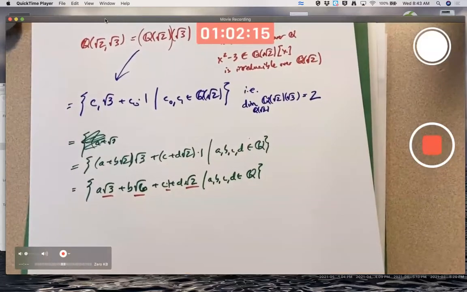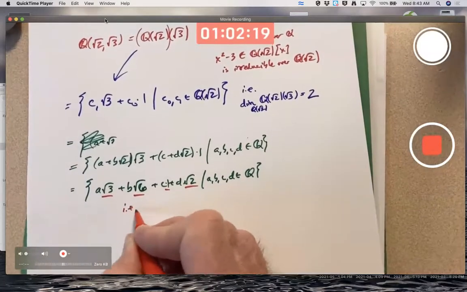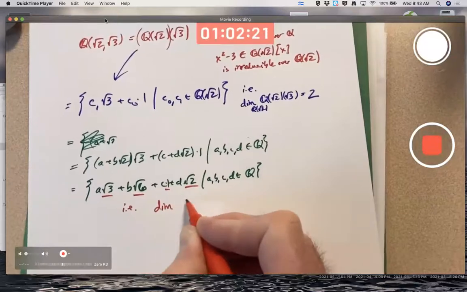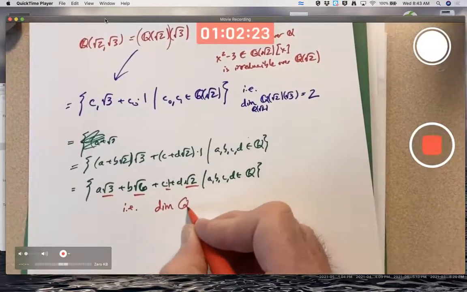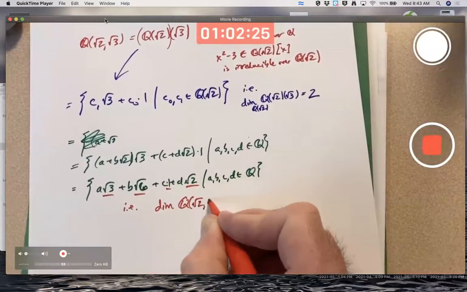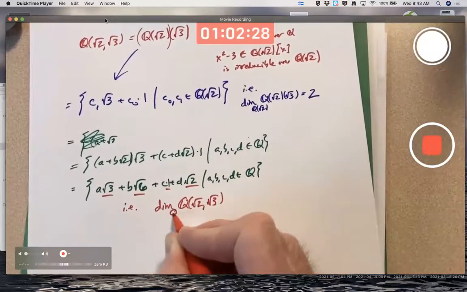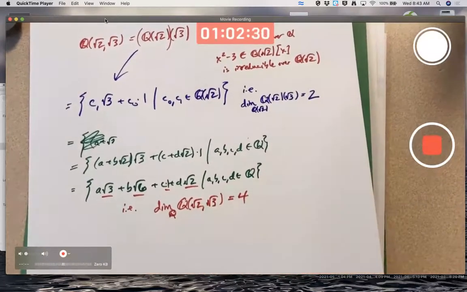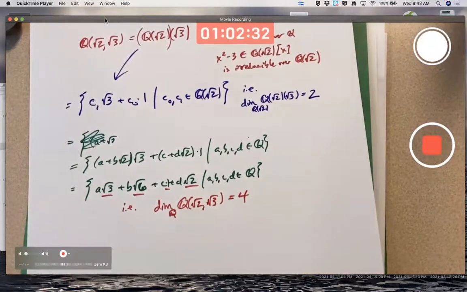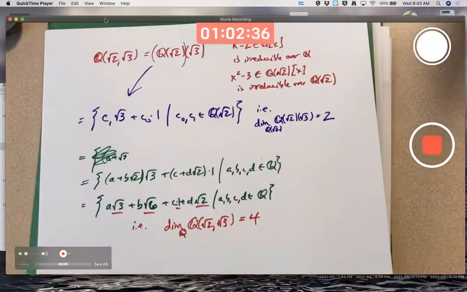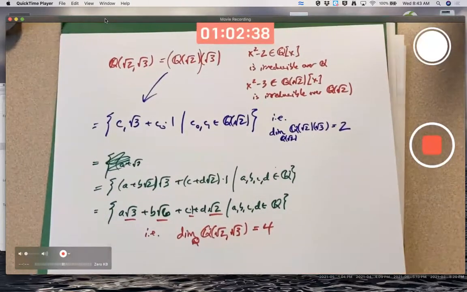So this is a vector space over Q. Yes, they will, i.e., the dimension ultimately of this thing over Q is 4. Not really proving things here, but does it make intuitive sense? Just using that theorem.